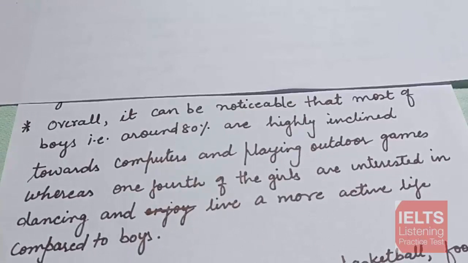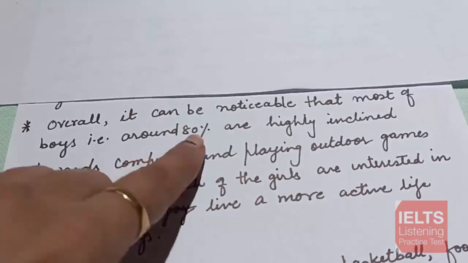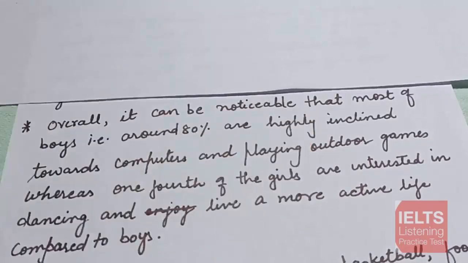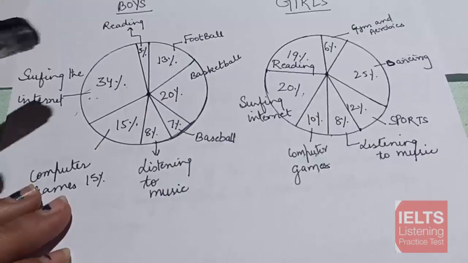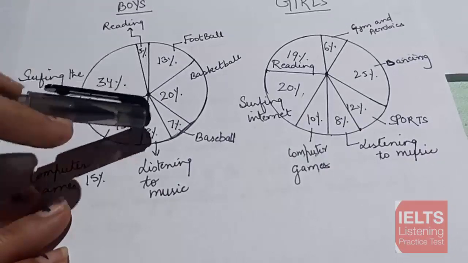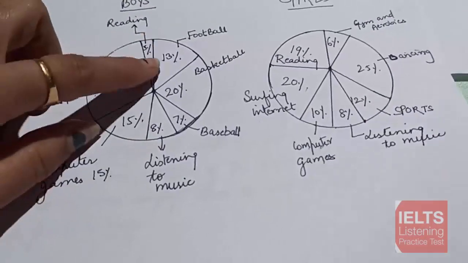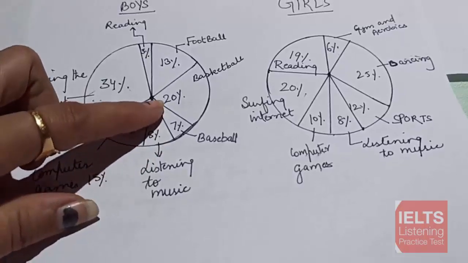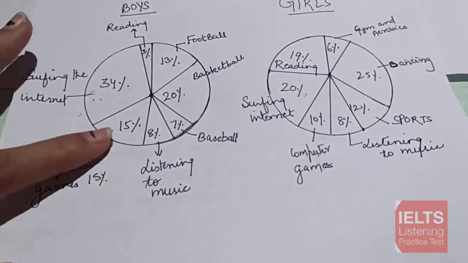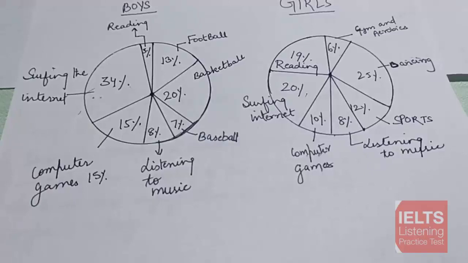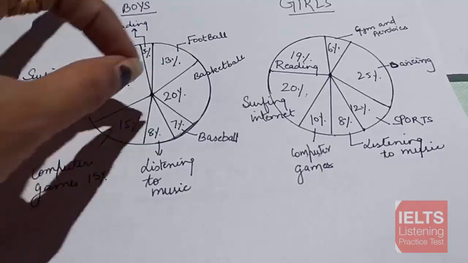That means girls were highly interested in other sectors, but boys, 80%, were involved in these 2 things, and for the rest we can see that their life was not more active. Okay, so as you can see, 13 plus 20 plus 7 is 40, and 34 plus 15 is 49. So almost 79. So we have written 80% of students, boys, were involved in these 2 things.